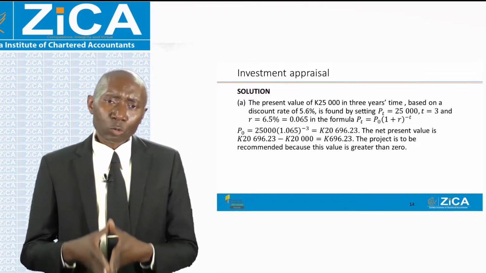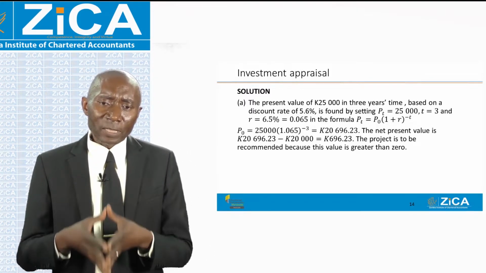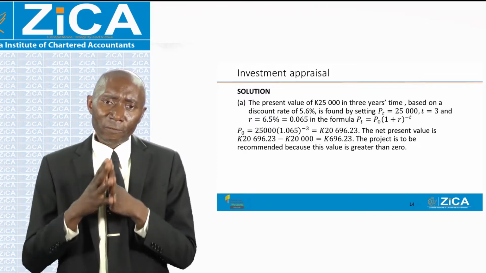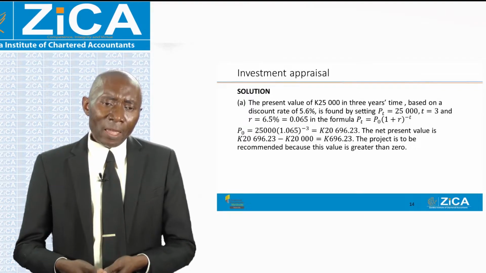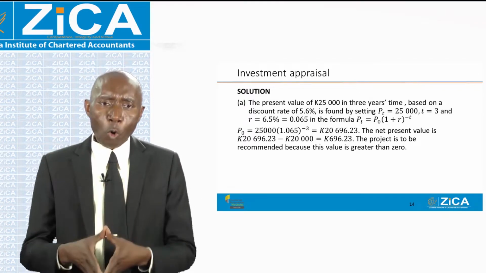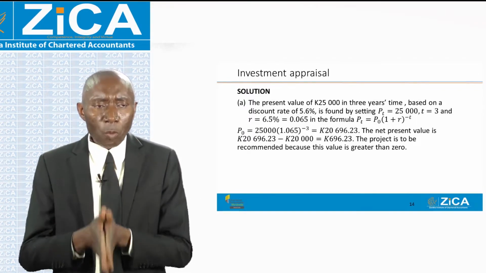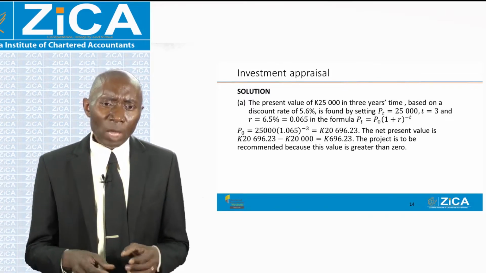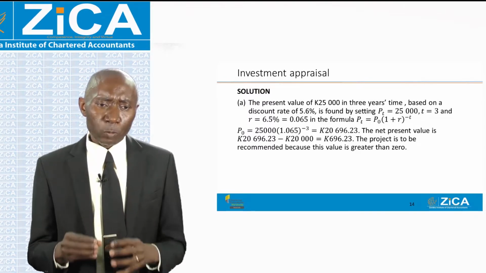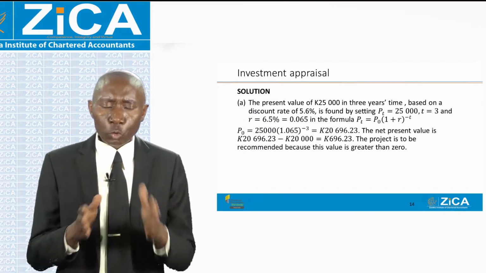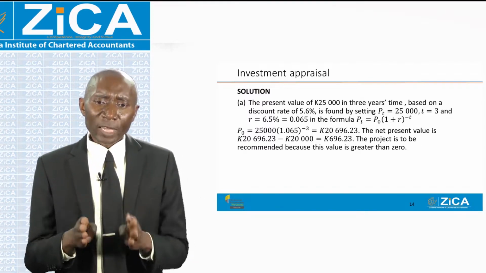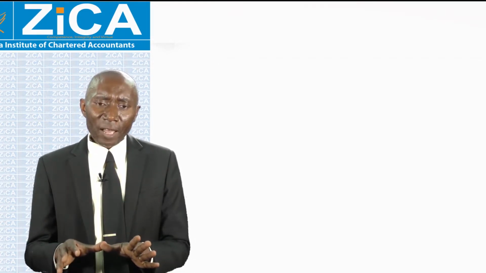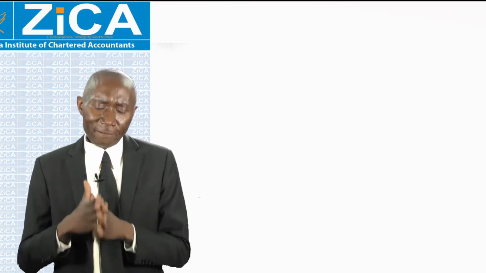696 kwacha 23 ngwe. The net present value which you have got is a positive value. So it means the investment is worthwhile. If it was negative, then you know your investment was not worthwhile. Again, as a student, what you should understand is that if you have two projects which you are comparing, and you get positive values, choose the larger value. The larger value is the one which will give you a better investment.